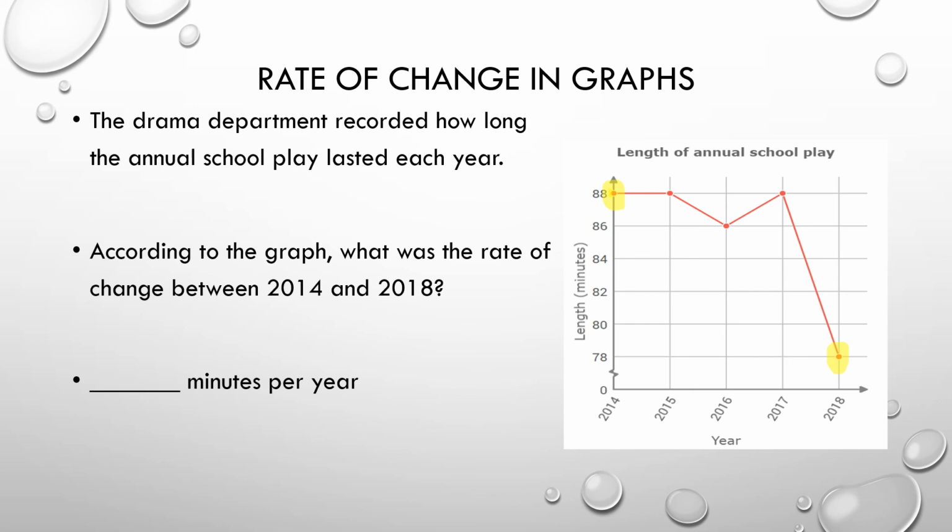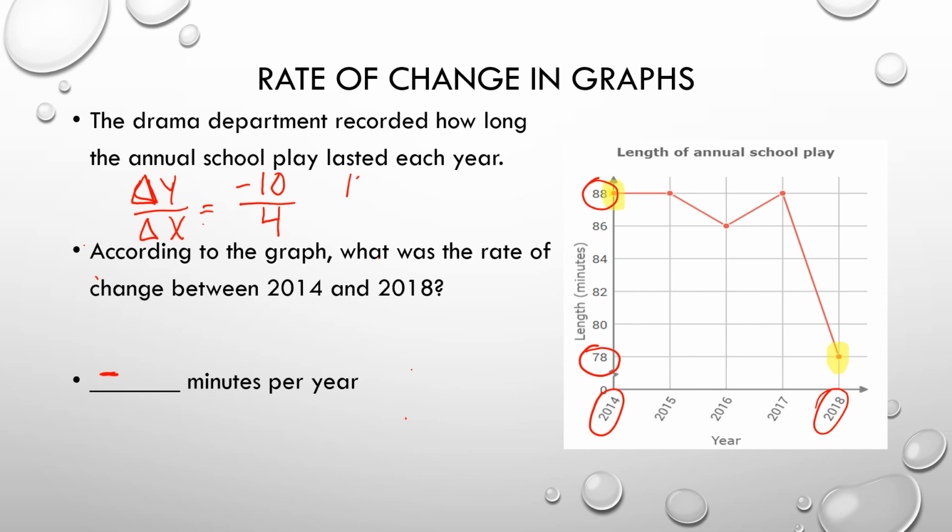So we're going to do our change in y over the change in x. So our y value went from 88 to 78. So it has gone down 10. And our x value went from 2014 to 2018. So that is 4. So again, we already know this is negative because we can see it decreased from 2014 to 2018. So we're going to put our negative.